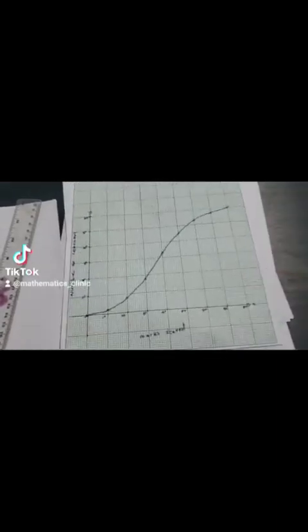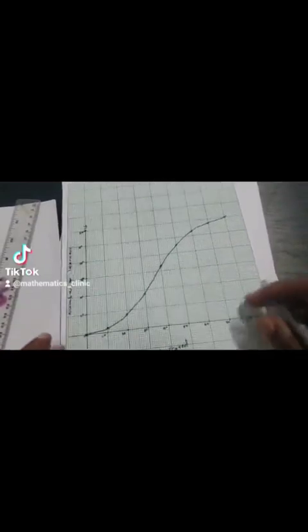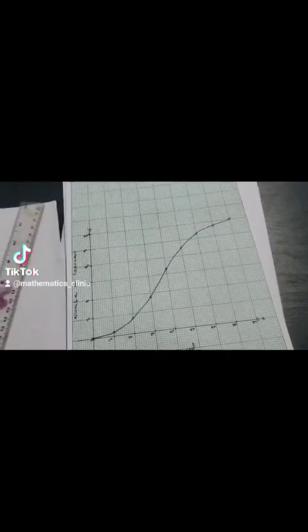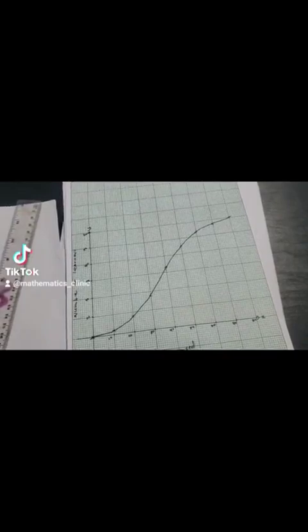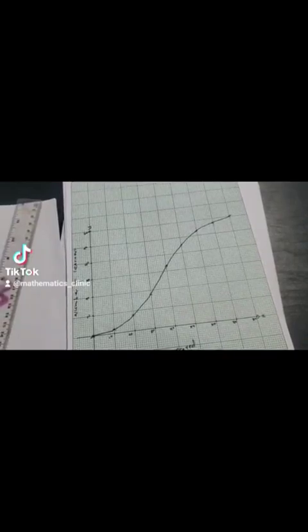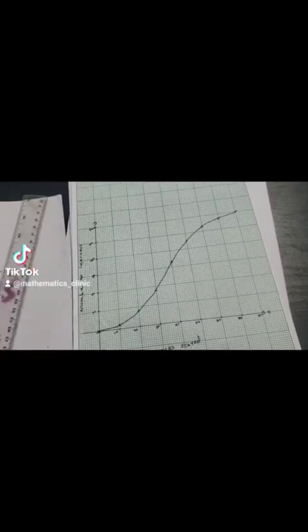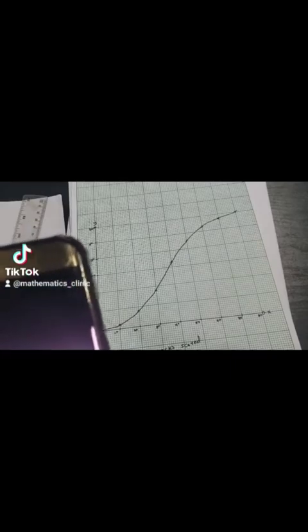So the curve will come out like this. So this is the curve, and we have managed to draw the curve. Okay. The next thing from our question now is saying, using your method clearly, use your graph to estimate the interquartile range.